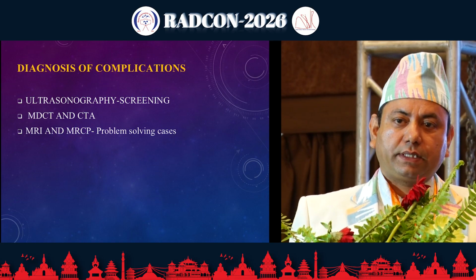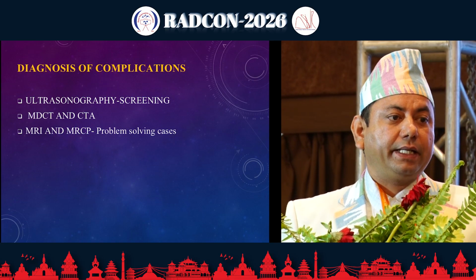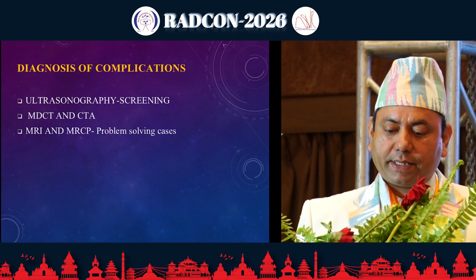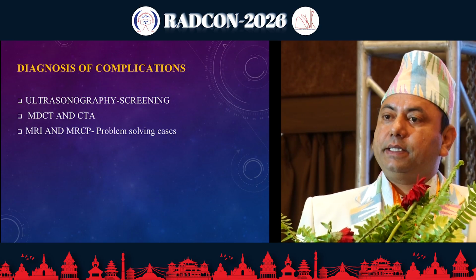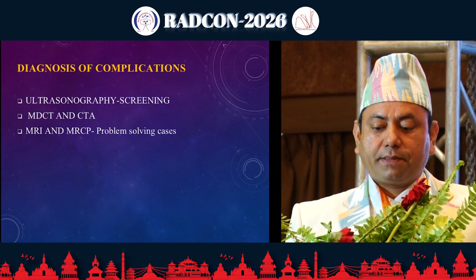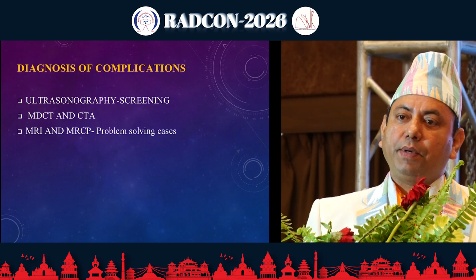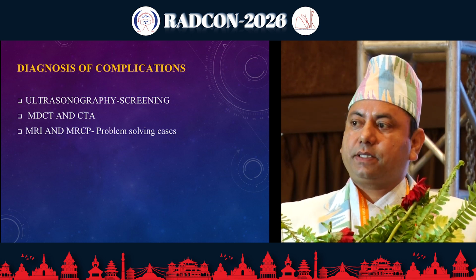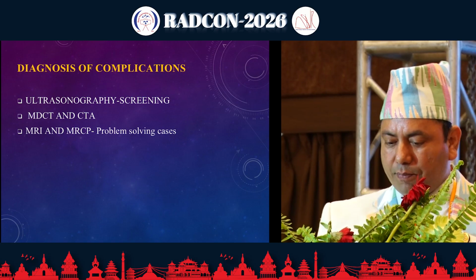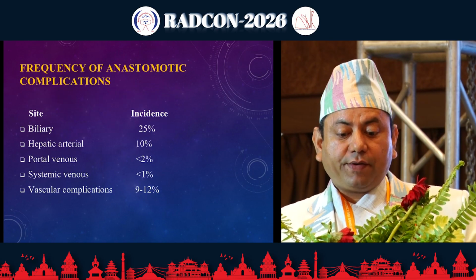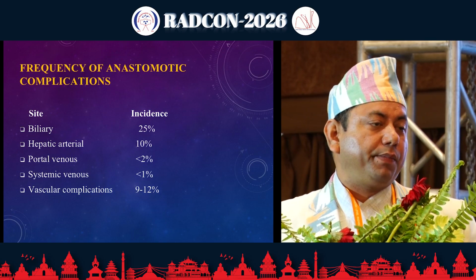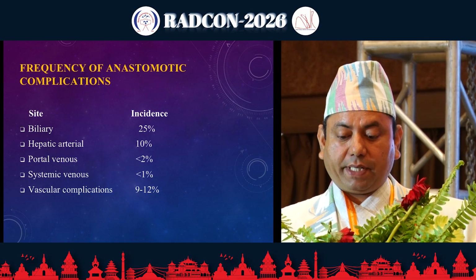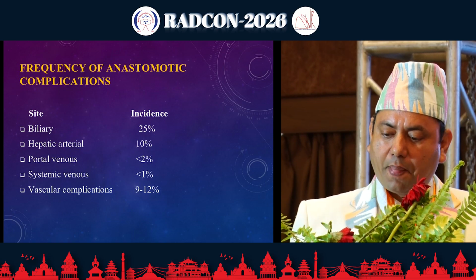So how do we diagnose these complications? Ultrasound is the initial screening modality, done by our radiologist, who helps us in the diagnosis of all the complications. Multi-detector CT and CT angiography are done in selective cases to further delineate the complications. MRI and MRCP are done for problem-solving, for biliary strictures, abscesses, and other biliary complications. In terms of frequency, biliary complications are the most common, going down to the hepatic artery, portal vein, and systemic venous complications, with vascular complications at 9 to 12%.